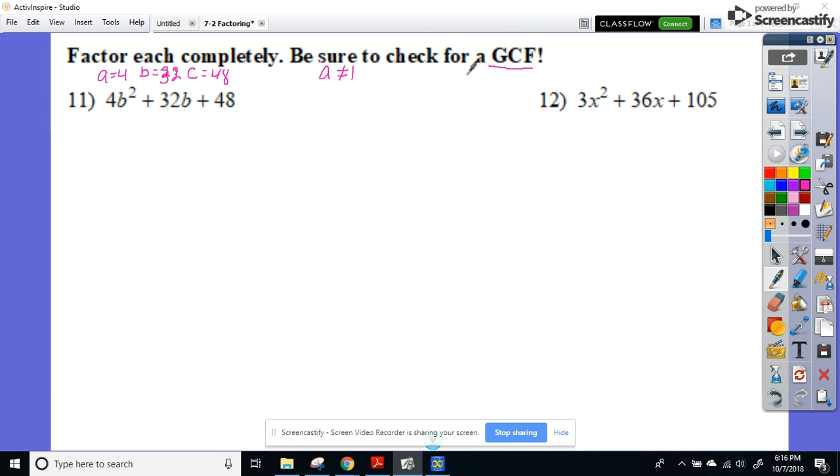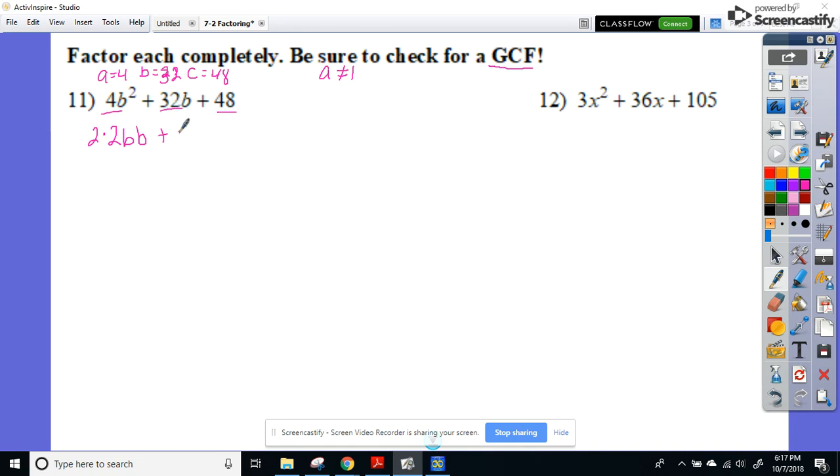Greatest common factor. So I'm looking to see if all 3 of these terms might have a common factor. Now I'm going to do this out with a lot more detail than I normally will. I won't normally do this every time, but I'm going to do it this time.